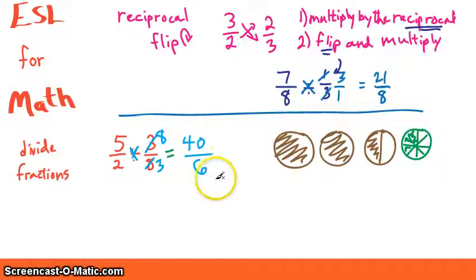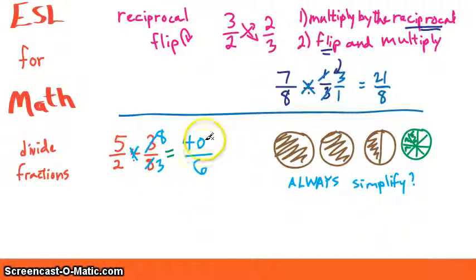Okay, let's simplify this a little bit. So whenever you do anything with fractions, you should always, always, always, at the end, think, simplify. Do I need to simplify? If we look at this, we see, yes, in fact, we can simplify. Both 40 and 6 are even numbers. They are both divisible by 2. So 40 divided by 2 is 20. 6 divided by 2 is 3. So this answer is 20/3. Okay, this is a simplified answer.